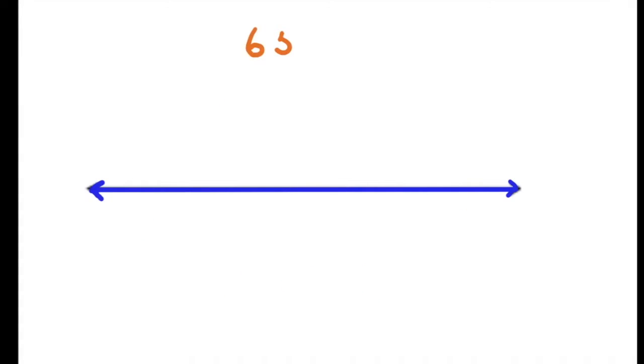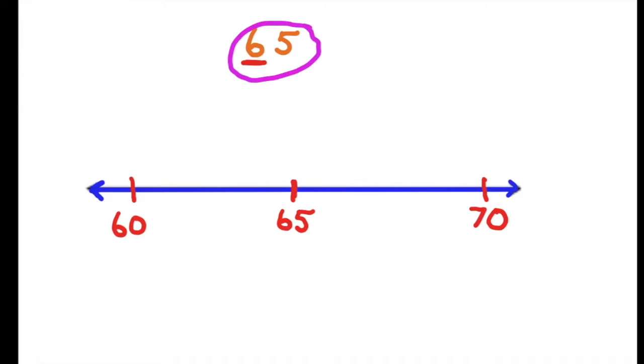Alright, our next number is going to be 65. I notice that the 6 is in the tens place. That'll be my first benchmark, 60. And 70 would be my next. My midpoint would be 65, of course. And anything from the midpoint onward will be rounded up. So I notice that 65 is on the midpoint, so I'm going to have to round that up to 70.